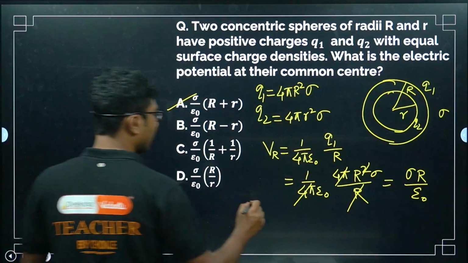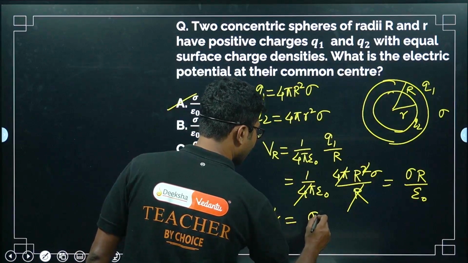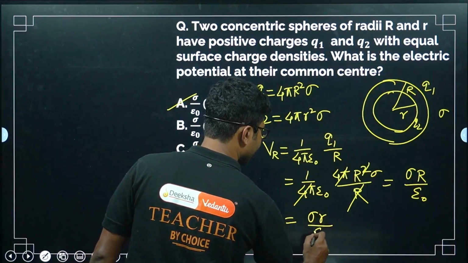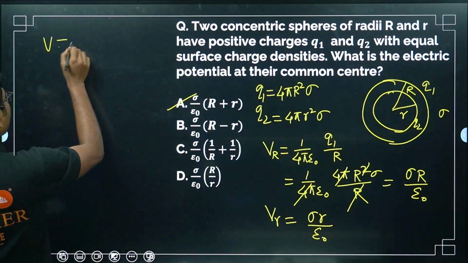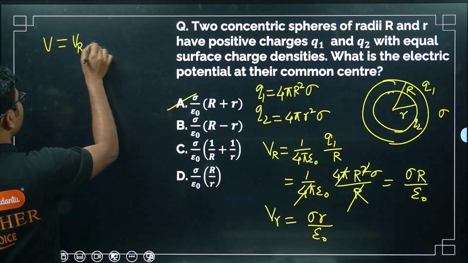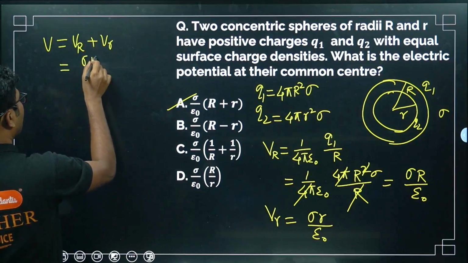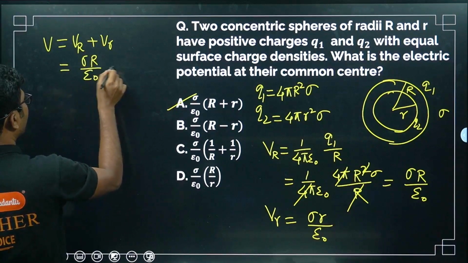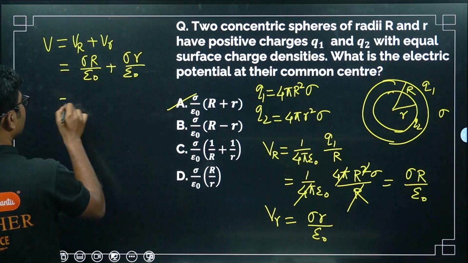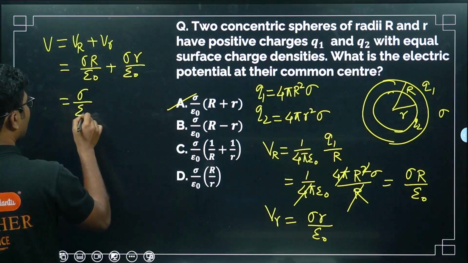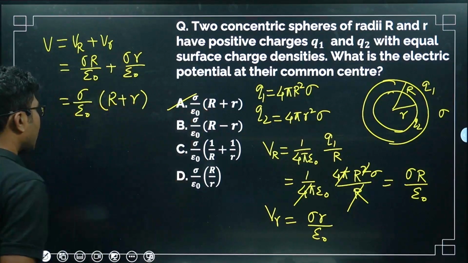Now what is the potential due to the smaller sphere? Similarly, we can write Vr is equal to sigma r divided by epsilon naught. So what is the total potential? Potential is a scalar quantity, so they will simply be added. So it will be sigma R by epsilon naught plus sigma small r divided by epsilon naught, that is sigma by epsilon naught common, times R plus r. So this is the correct answer.